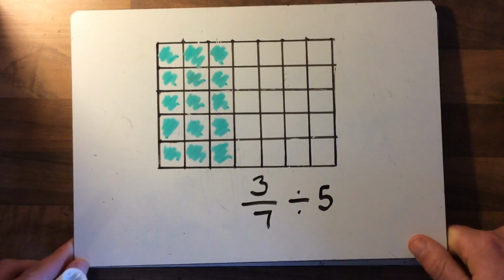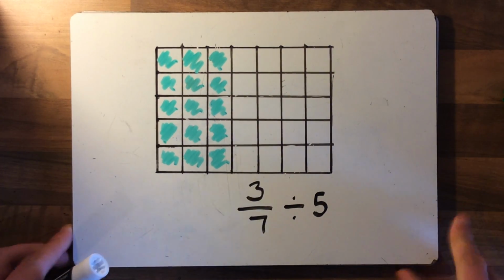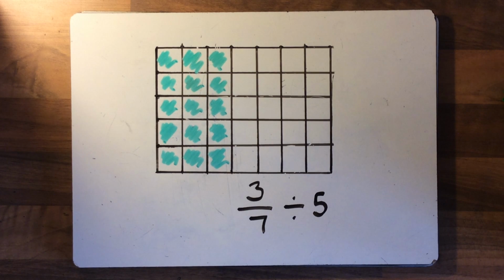So if we have a look at this one now. This is the first time the numerator has not been a unit fraction. You can see here, this is just a normal proper fraction. It's not a unit fraction. So 3/7 divided by 5.